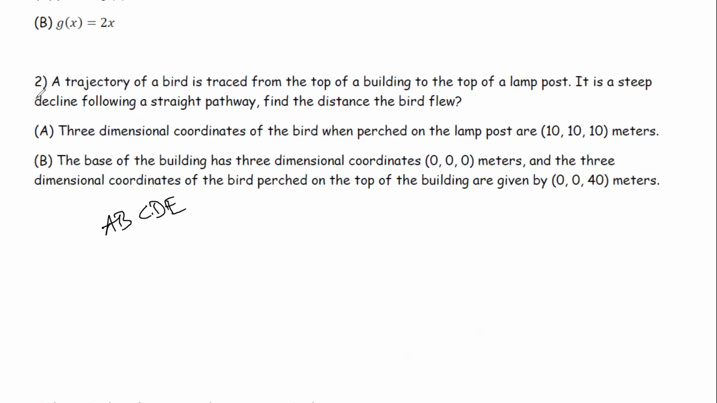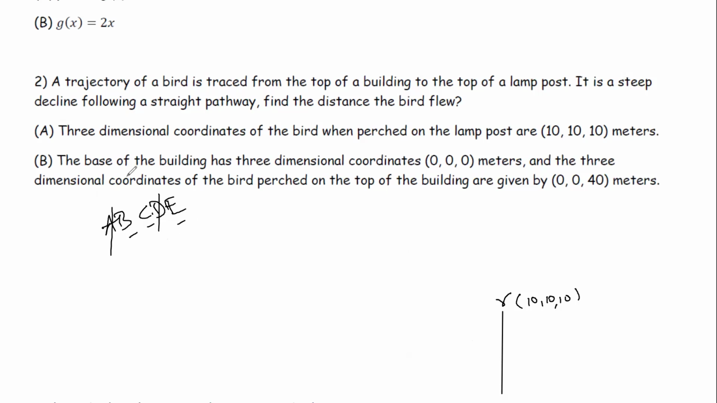So let's assume this is the lamppost, the straight line, and the bird perched on it has coordinates 10, 10, 10. So does A answer? No, it doesn't. It doesn't tell us anything other than the coordinates of the bird on the lamppost. So A is out, D is out. So we will have B, C, and E.